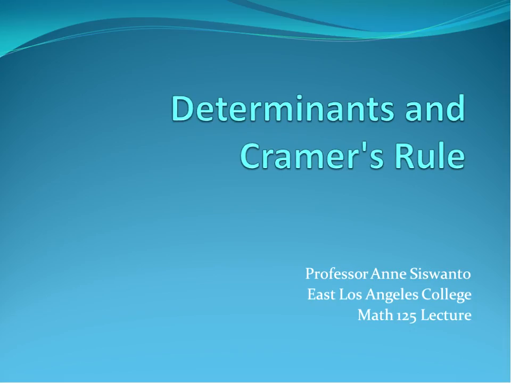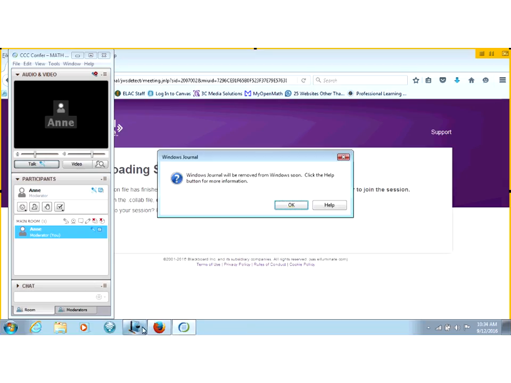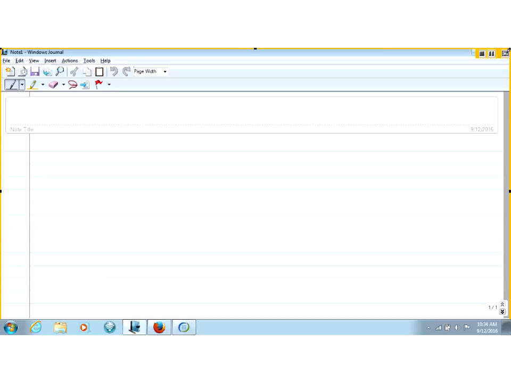All right, so this is 8.7, Cramer's rule and determinant. So let's start with determinant. What is a determinant, etc. Things like that. Okay, share the desktop. All right, so 8.7 is determinant and Cramer's rule.